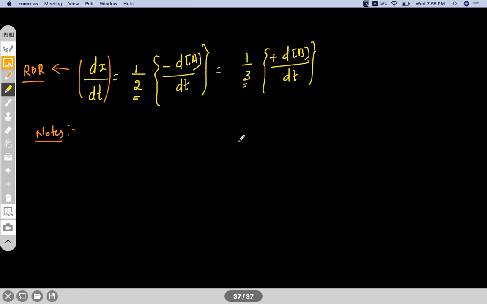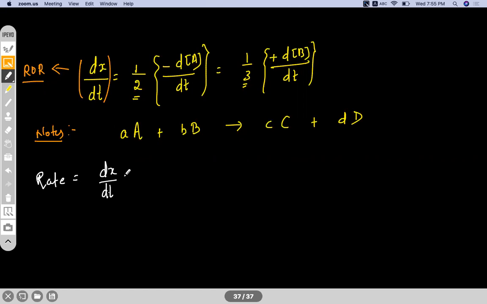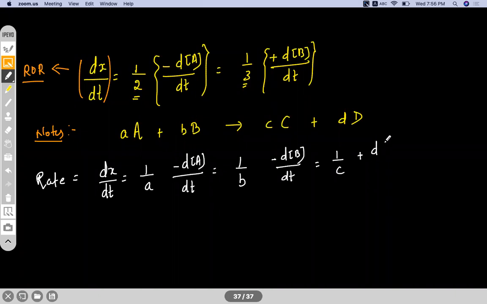Okay, so if you have any reaction, for example, you see, we have a reaction A A, B B, the rate expression for this reaction is, the rate of the reaction is equals to, we can write dx by dt, which is equals to 1 by A minus of d concentration of A by dt, 1 by B minus d concentration of B by dt, 1 by C plus of d concentration of C by dt, 1 by D plus of d concentration of D by dt.